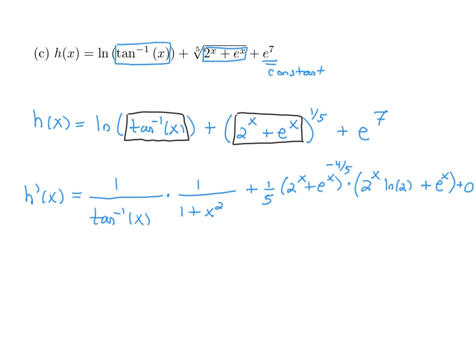I used the chain rule here and here. So we have the chain rule. And also, if you have a constant, the derivative of any constant is 0, which is why this value went right here. All right, so that's it for this problem.